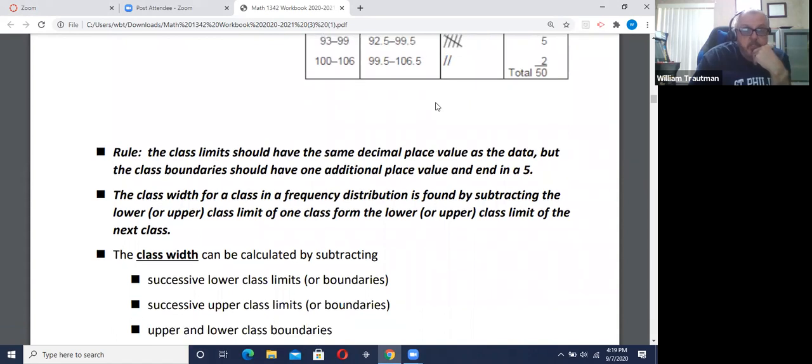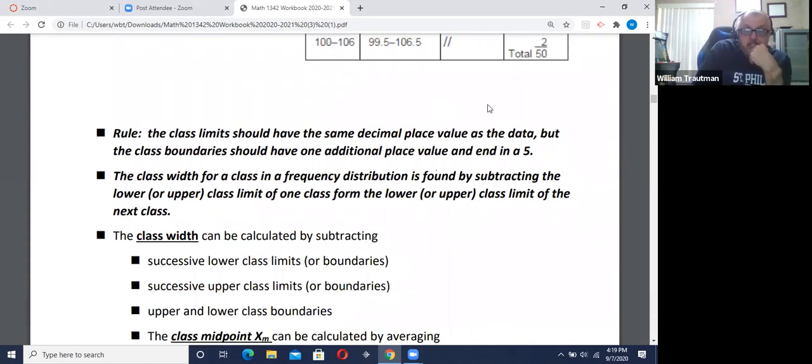Once again, this is the rule here. The class limits have the same decimal place as the data. So in the book, it says that the class limits have the same decimal place as the data. The boundary should be one additional decimal place with a 5 at the end. So if it was 24, then it'd be 24.5, one additional decimal place.